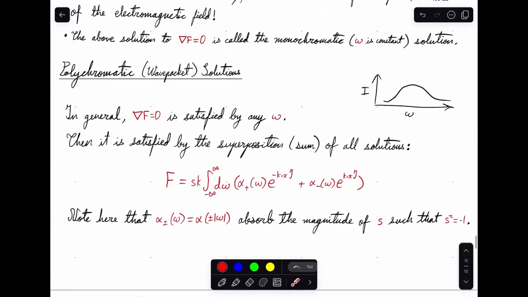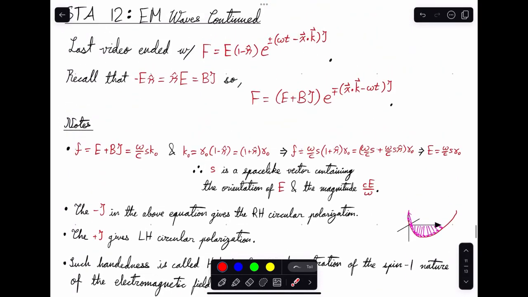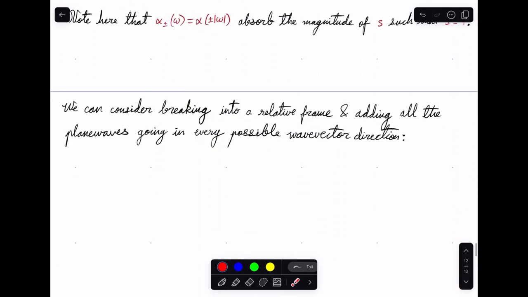So before we were considering changes in omega, but now you go into a relative frame and you sum over all the possible k vectors. So all the possible directions, because remember k vector is the wave vector, so it's the direction of propagation, and it also encodes the angular frequency. So now when you sum over the wave vector, you're summing over all the angular frequencies and possible directions. So it's a more general thing.